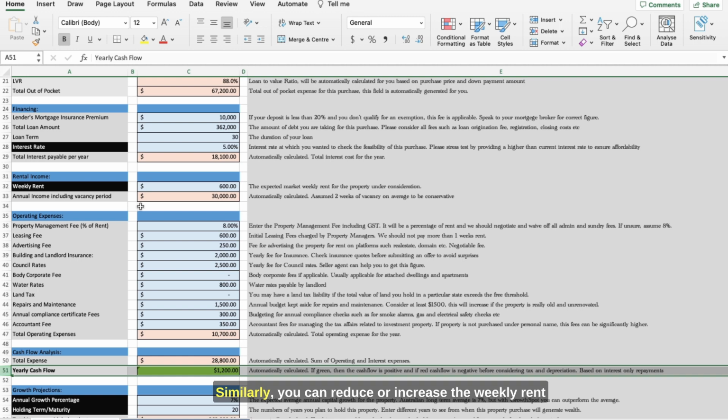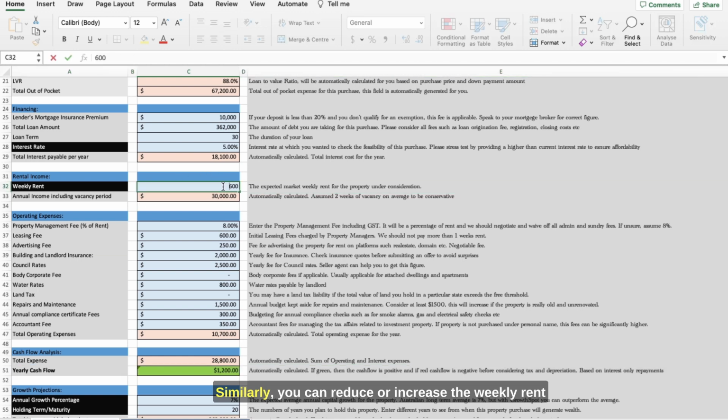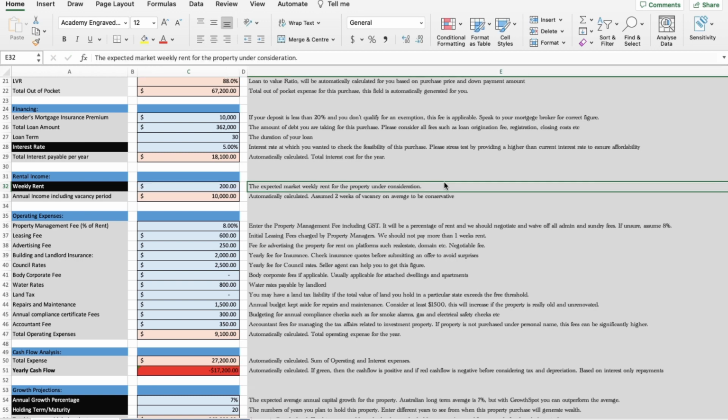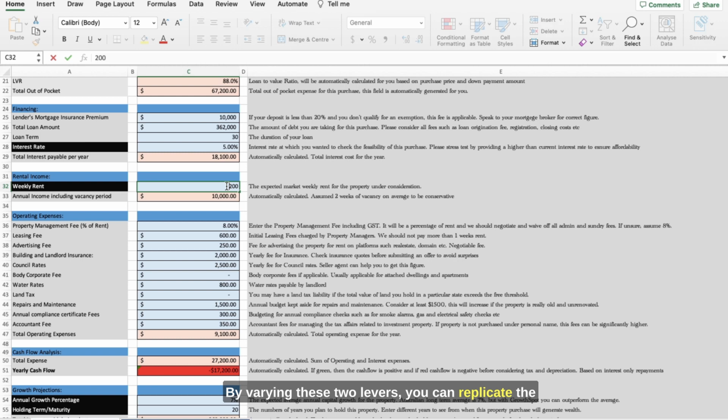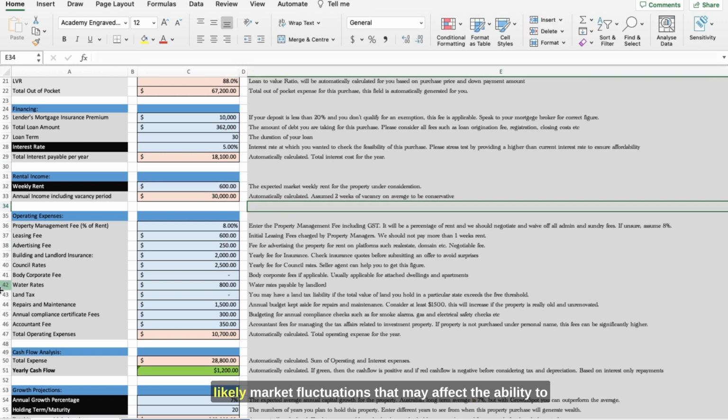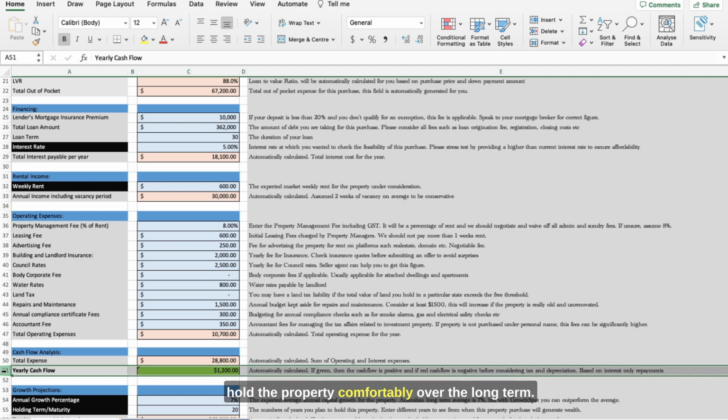Similarly, you can reduce or increase the weekly rent and see how this will affect your cash flow. By varying these 2 levers, you can replicate the likely market fluctuations that may affect the ability to hold the property comfortably over the long term.